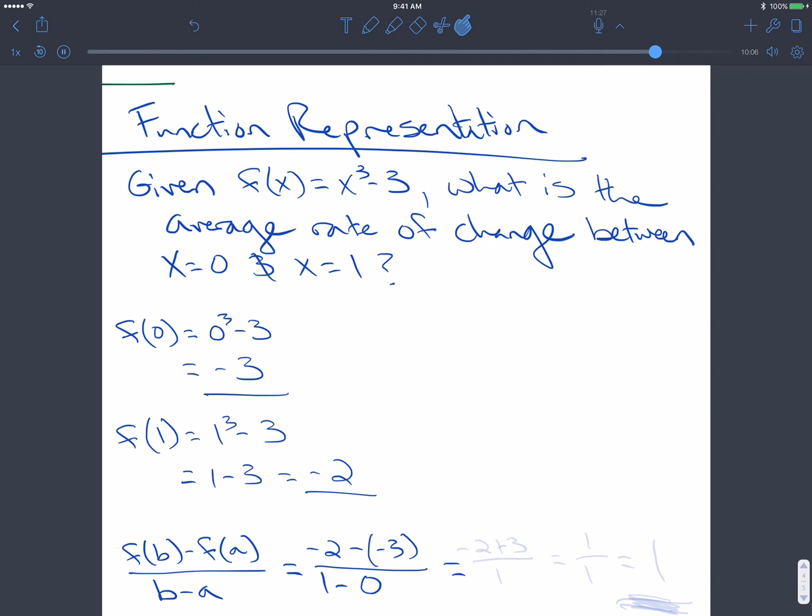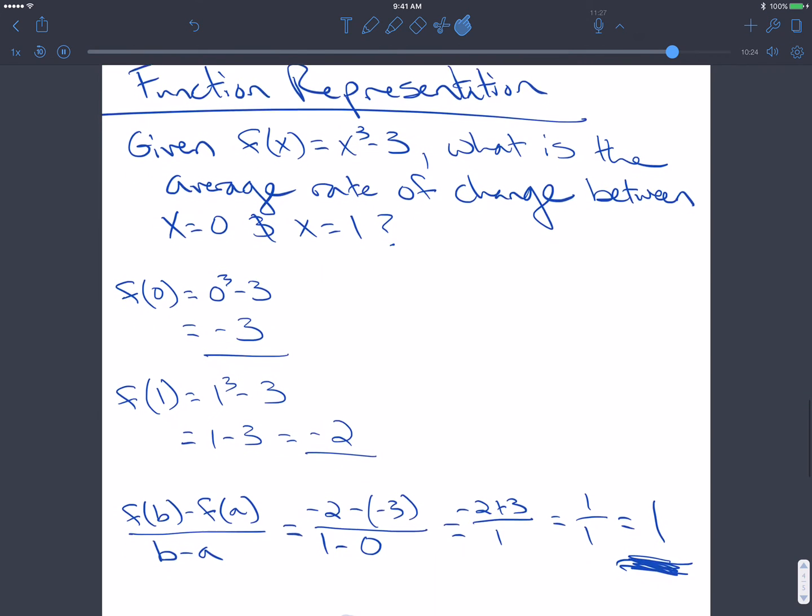So negative 2 minus a negative 3 becomes a negative 2 plus 3 over 1, which reduces to 1 over 1, or just 1. So the average rate of change for this function between x equals 0 and x equals 1 is 1. You can do that with other x values.